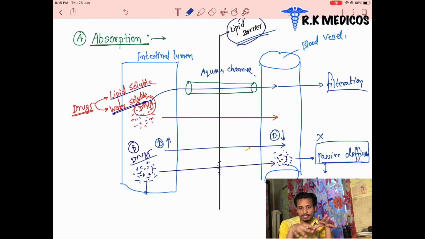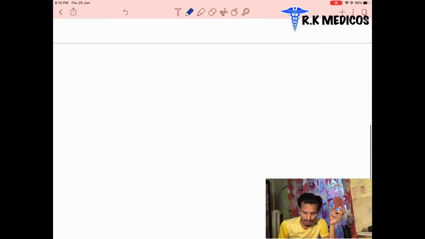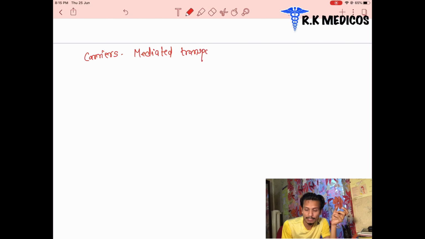How absorption of drug happens, as we know now, drugs are of two types, lipid and water soluble drugs. Next we discuss carrier mediated transport. The second point we discuss is carrier mediated transport, in which some carriers are required for the transport. How are the carriers used?